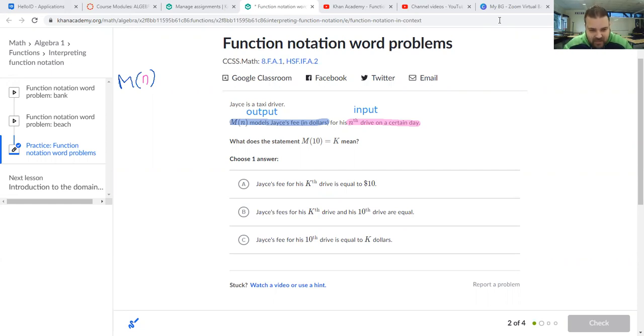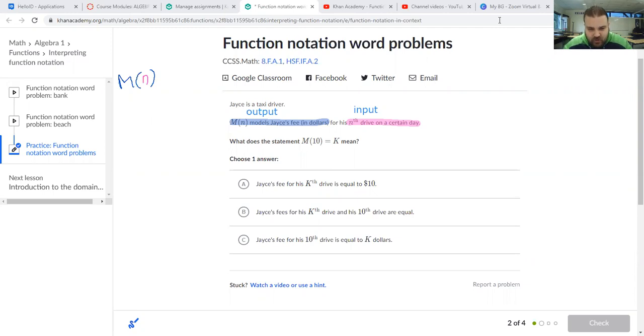What that means is the output, oops, I don't want to do that. Let me undo that. Oh, okay. Let me get away from that. That works. The output value of having an input of 10 is K. Let me read that a little different. When the input value is 10, the output, this entire thing is the output is K. When the input value is 10, the output is K.